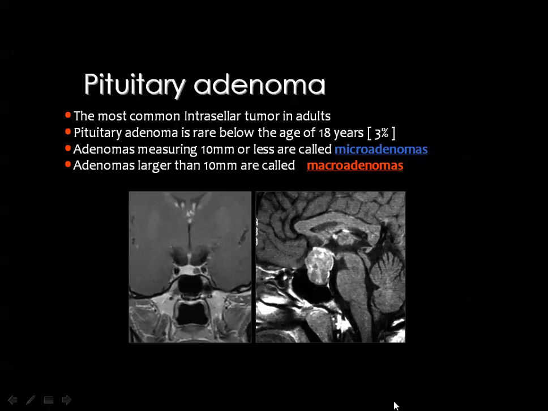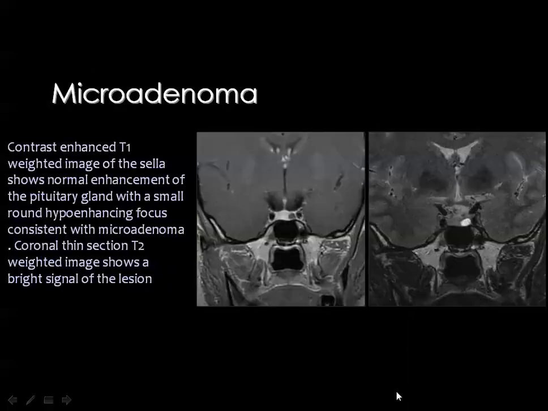The two main types of pituitary adenoma are the microadenoma, which is by definition a lesion less than 1 centimeter in diameter, and the pituitary macroadenoma, which is a mass measuring more than 1 centimeter in diameter. Microadenoma is a small lesion less than 1 centimeter in diameter. It may involve one of the sides of the pituitary gland, like the left side or the right side, or may be in the midline exactly below the level of the infundibular stalk.